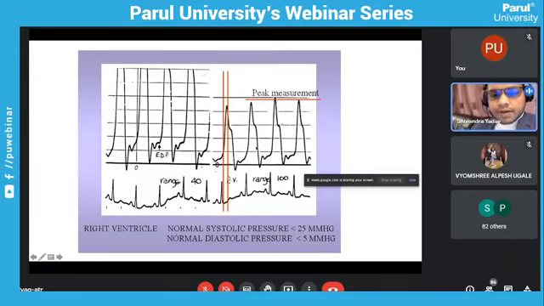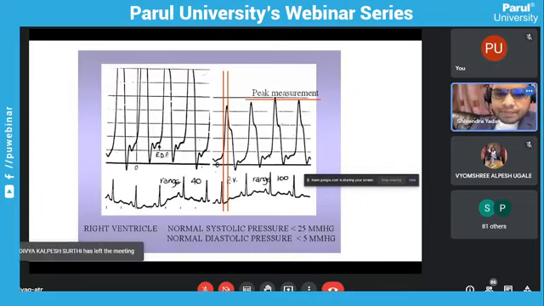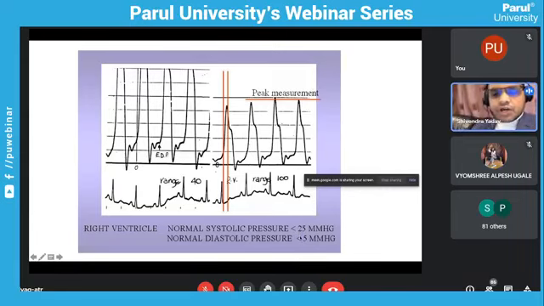But the big difference is the range. The LV and the RV waveforms may look similar, but the range is different. The RV systolic pressure is not more than 30 mmHg, so the range is 15 to 30 mmHg. And normal diastolic pressure is the same as RA pressure, 1 to 7 mmHg. Hence, our pressure scale should be 50 or 30 to record this pressure waveform.